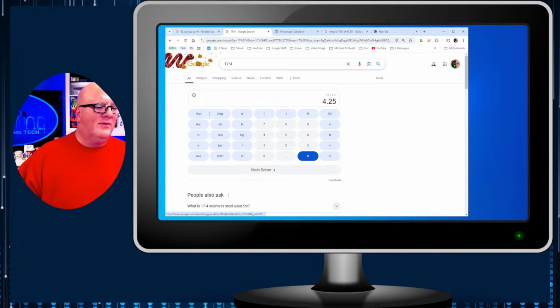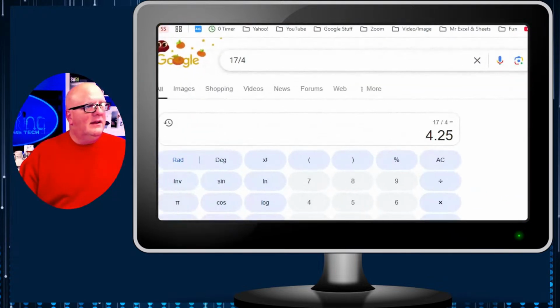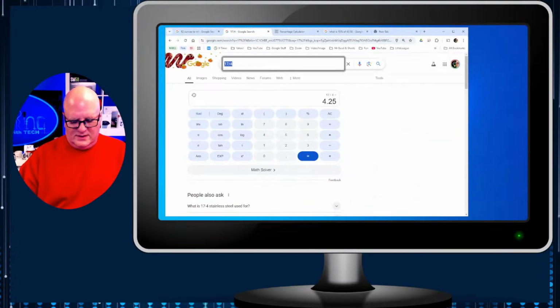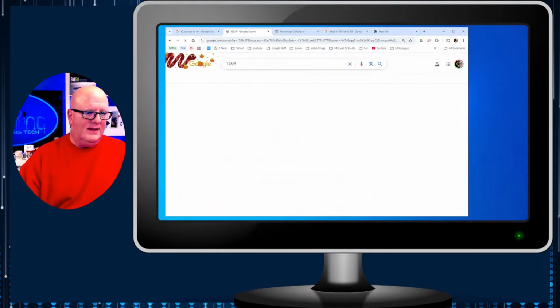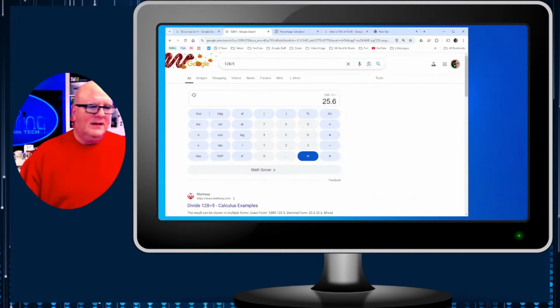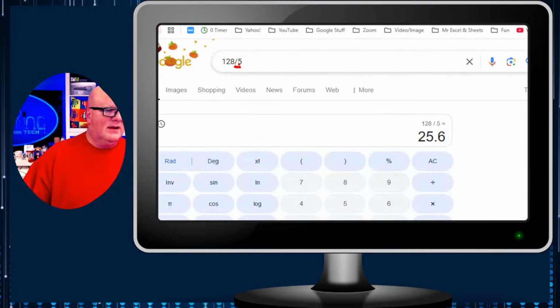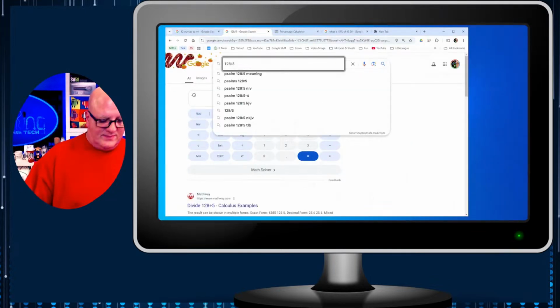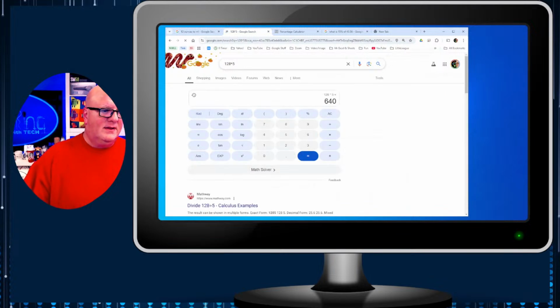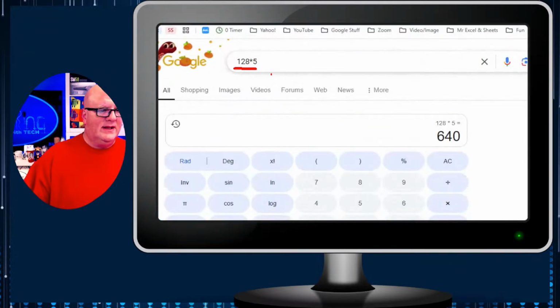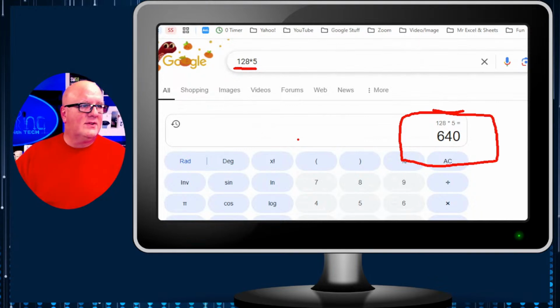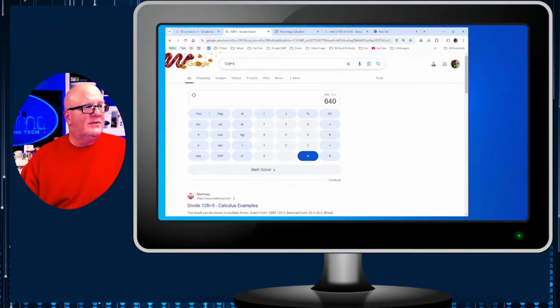Did you know it'll do division for you? I divided 17 into 4 and it comes up with 4.25. You can do any number like that. If I do 128 divided by 5, it gives me 25.6. Division is a slash mark, and multiplication is a star sign. If I do a star, you can see 128 times 5 equals 640. So it's just a star and a slash. That's the way you do this. I know this is very basic, simple stuff. Some people don't know this, so I wanted to share it.